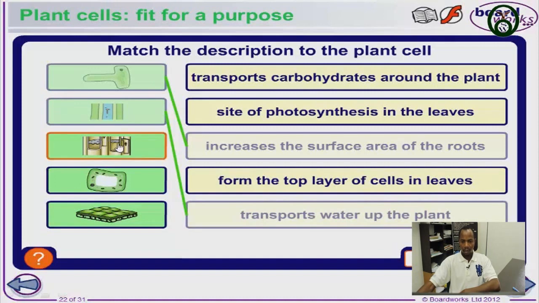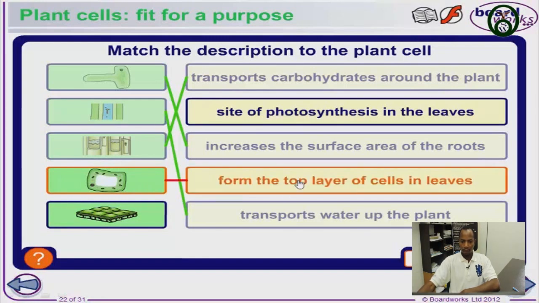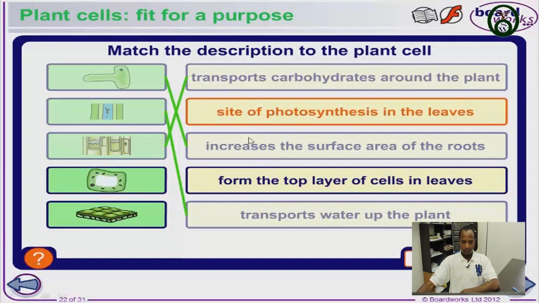Now let's take a look at this. What do they do? They transport carbohydrate around the body. That's great. What of this? What does this one do? The sieve cells, what do they do? Site for photosynthesis. Yes, they are the site for photosynthesis in the plant because this is a palisade cell.